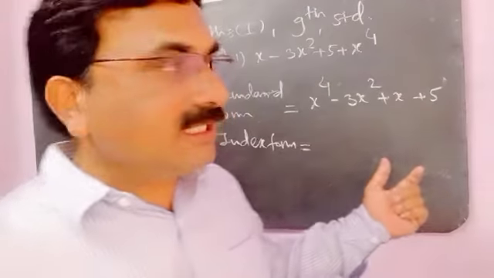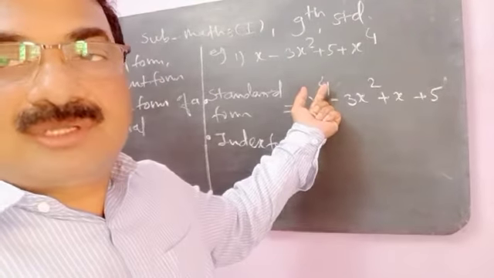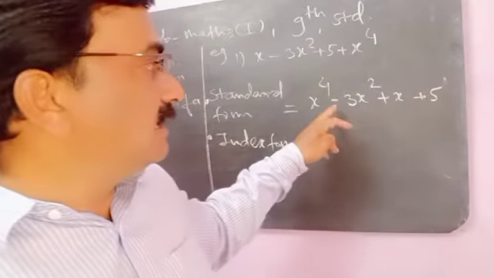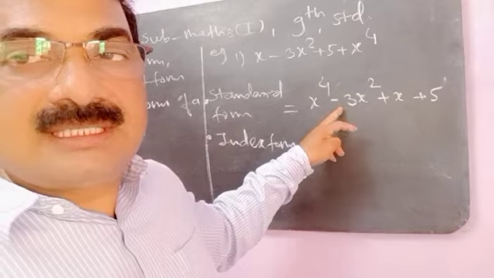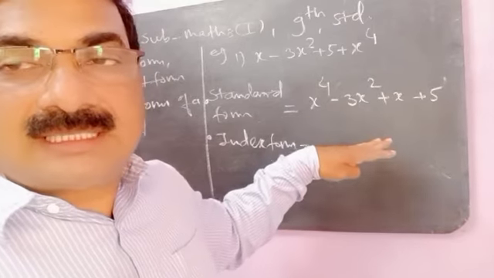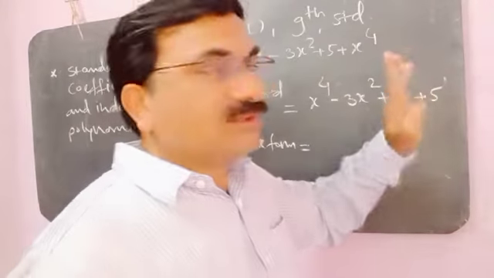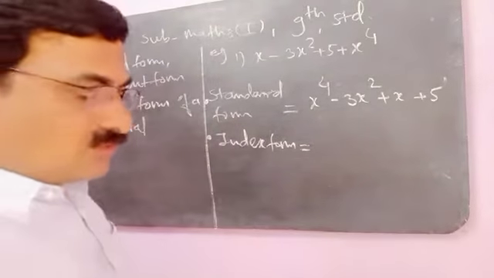Which terms are missing here? The maximum power or degree of the polynomial is 4. Then after 4 the degree will be 3, but the term having degree 3 is not there. That we have to add by taking the coefficient as 0. Then 2 is there, 1, 0. Only one term is missing, that we have to add.